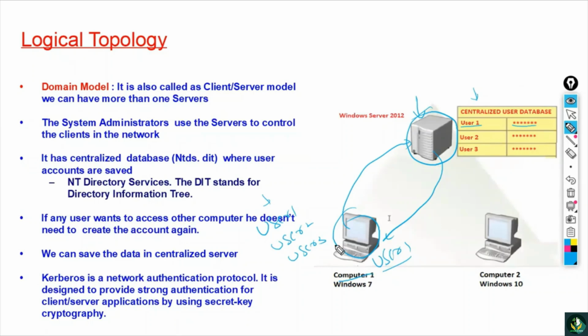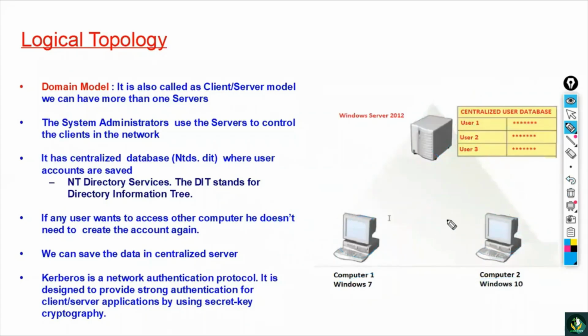After some time, user 1 wants to use computer 2. Again, he will log in and enter his username and password on computer 2. The request will go to the server. The server will check the username, and user 1 is available. Then the server will allow user 1 to use computer 2 as well. You don't need to create multiple usernames and passwords on clients. You create the username and password once, and it will be authenticated by the server.